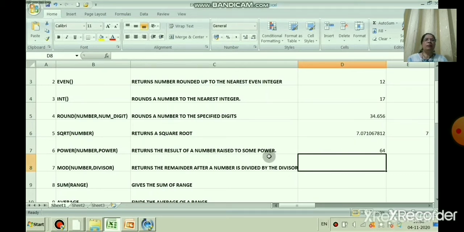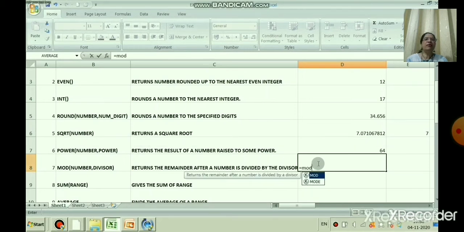Just remember the function is equal to POWER function. Now next, MOD function. The MOD function returns the remainder after a number is divided by the divisor.